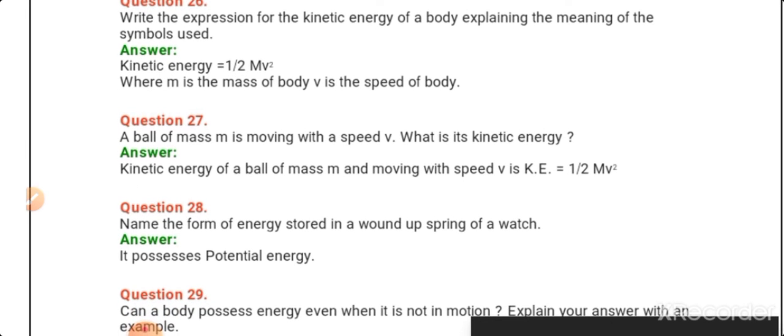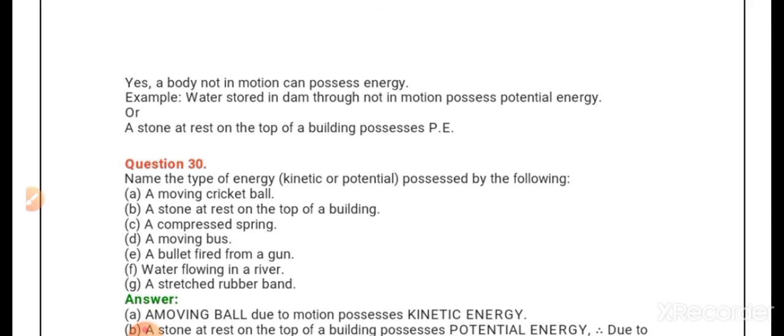Question number 29. Can a body possess energy when it is not in motion? Explain your answer with an example. The answer is going to be yes, a body, even though it is not in motion, can possess energy. That is due to height or rest, you are having potential energy. Some examples are given here, one or two. You can write the examples of potential energy given in your textbook. Any one or two examples of potential energy, you have to write it here.